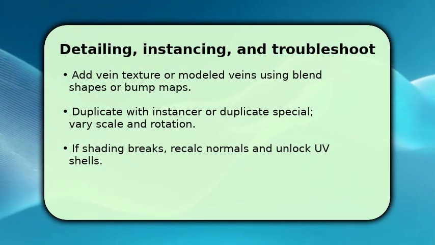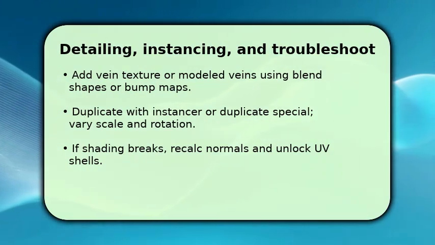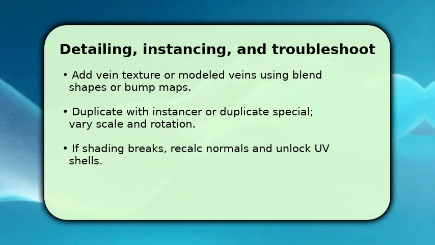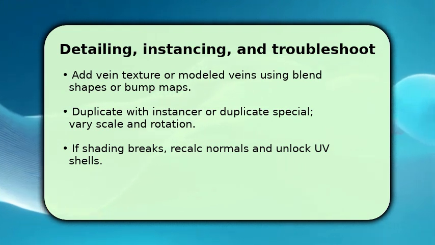Finish by adding detail. Either model a subtle vein using edge creases or use a bump/normal map for performance. Once one leaf is complete, use duplicate special or the instancer to scatter leaves along a stem. Vary scale and rotation to avoid repetition.